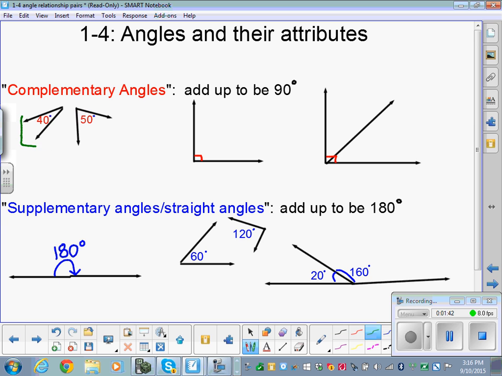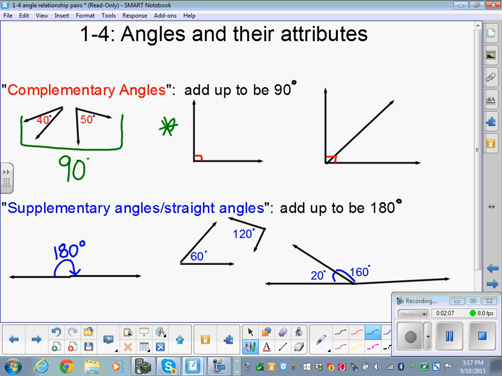So look at these two angles that are split apart. They're complementary because if you were to add up 40 degrees plus 50 degrees, we'd get 90 degrees. Also, this right here is also an example of complementary angles. It's a complementary angle because it's 90 degrees. Now understand that little box in the corner is the only time we can assume we have a 90-degree angle. So if you have that box, then you know it's for sure 90 degrees.